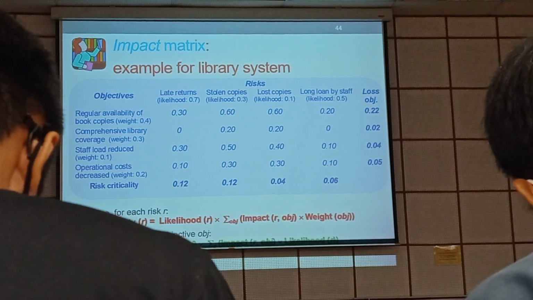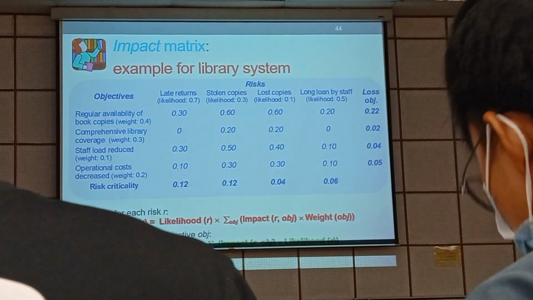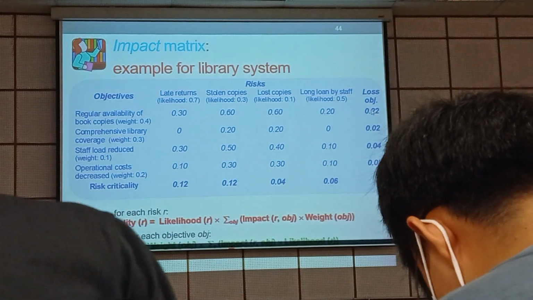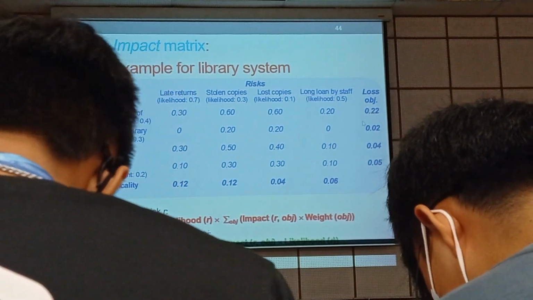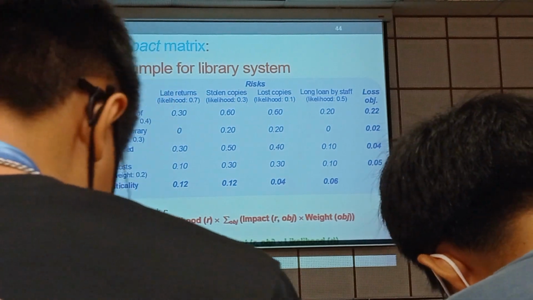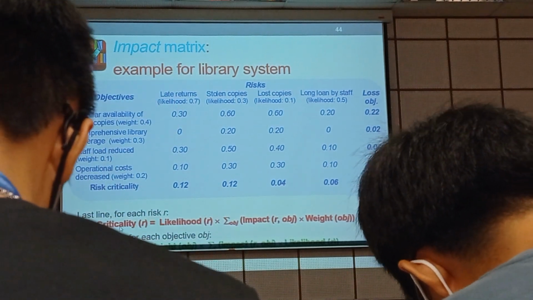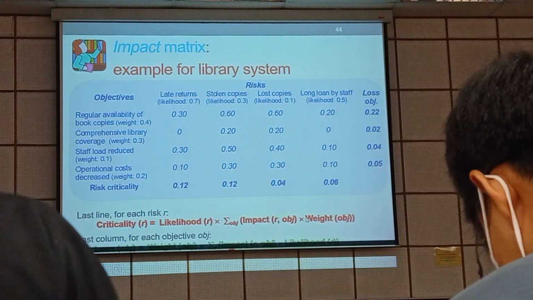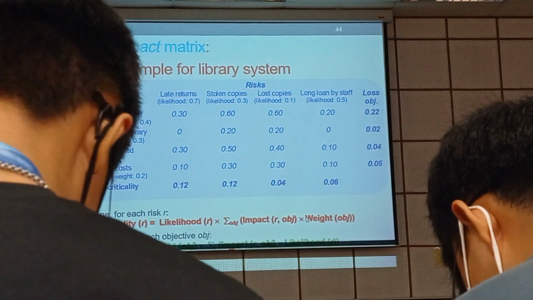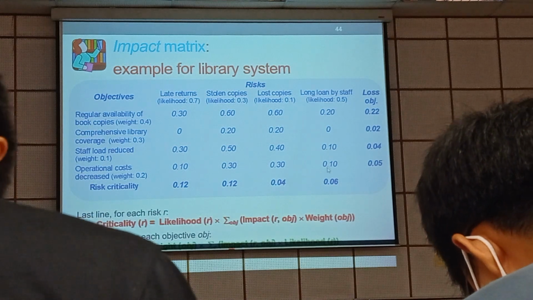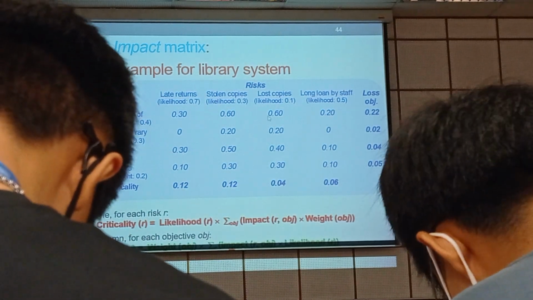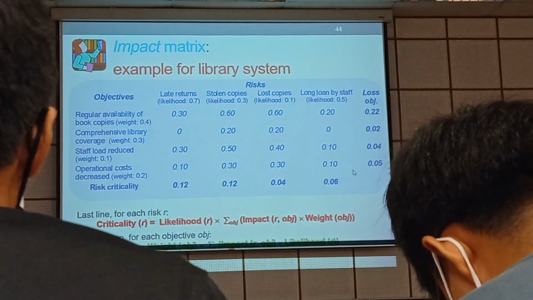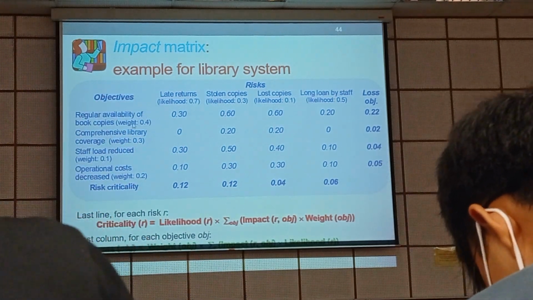Okay, now, how to calculate? How to get the 0.22? Who can tell me the formula for loss of objective, class? Or we do the criticality first. For the criticality, impact multiplied with weight. Can anyone tell me how to calculate the impact with the weight? These values are the impact, class. Please listen. Where's the weight? The weight is given here.